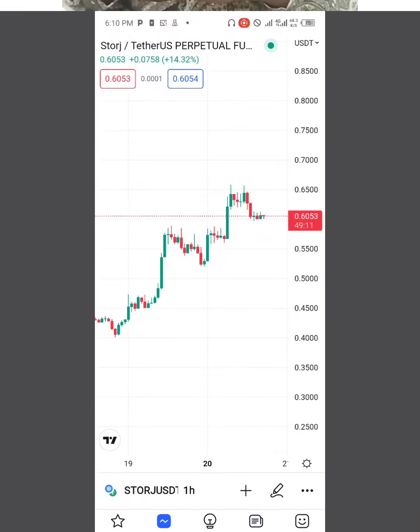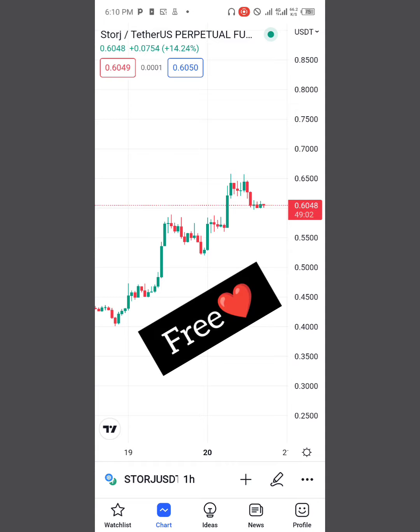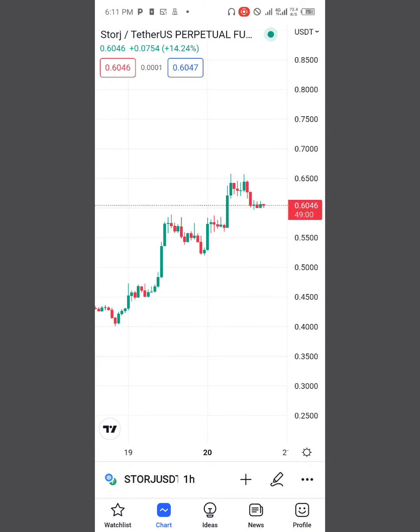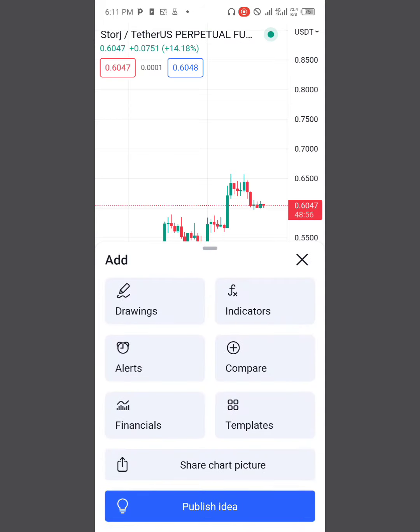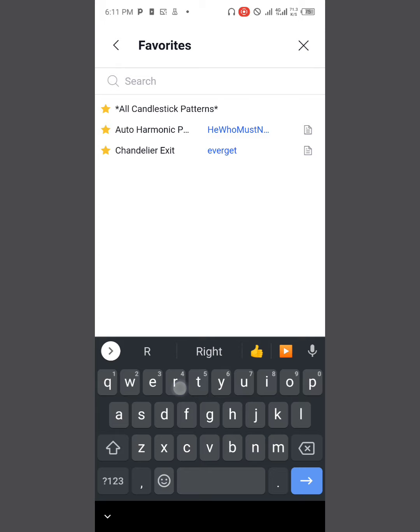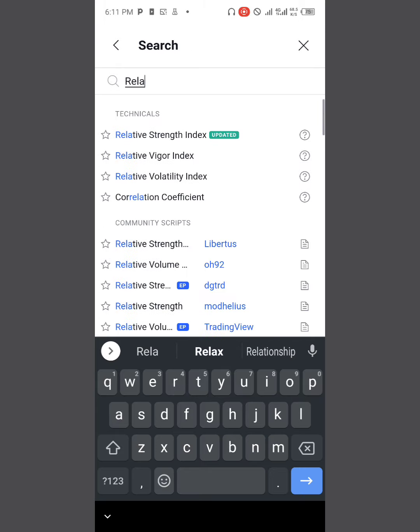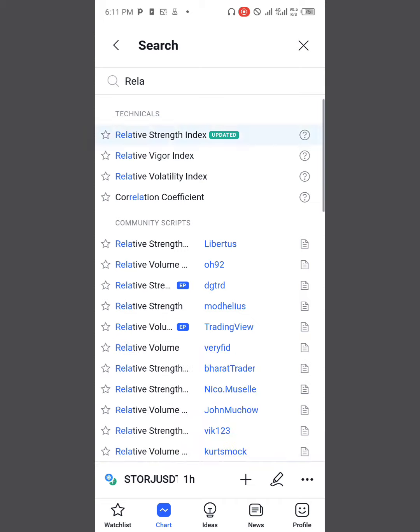Let's go, guys. So right about now, this is Storage USDT, and I'm going to be showing you how I made that amazing setup. It was actually very simple. I gave it free of charge on my Telegram group. So first things first, we want to plot our indicator, which is the RSI, and then we'll just click here, go over to indicator, and type relative strength index. Just say relative strength index, and it's going to pop up here. Not the stochastic, the relative strength index. Just click on it and add it to the chart.